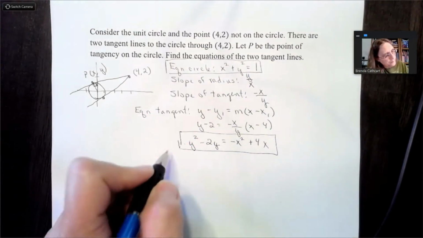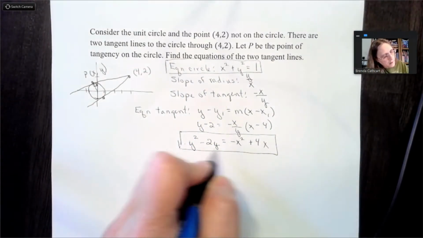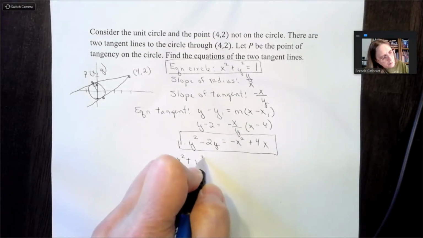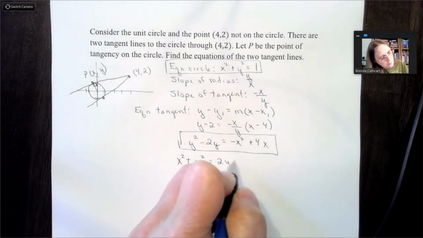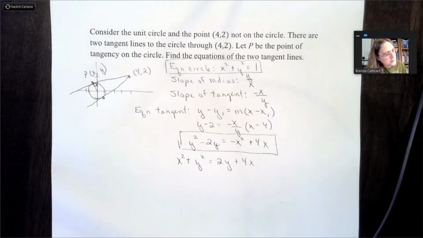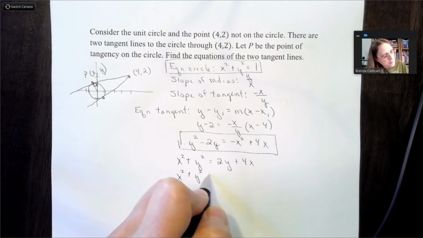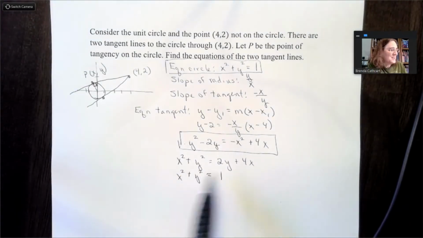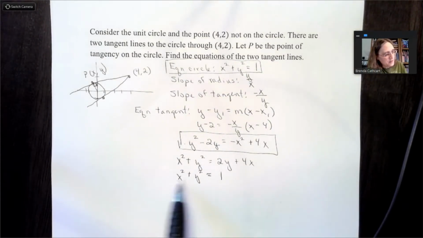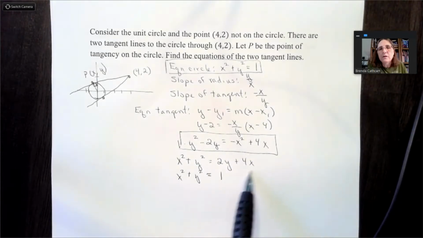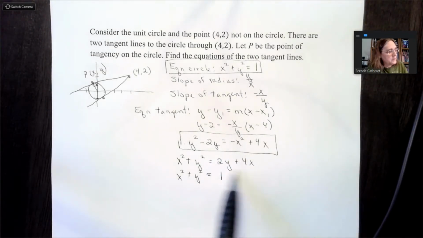We have adding x squared. So we have x squared plus y squared equals 2y plus 4x. And we also have x squared plus y squared equals 1. Now that kind of looks nice because I can just replace the x squared plus y squared with 1 here, but I still have both variables y and x over here.